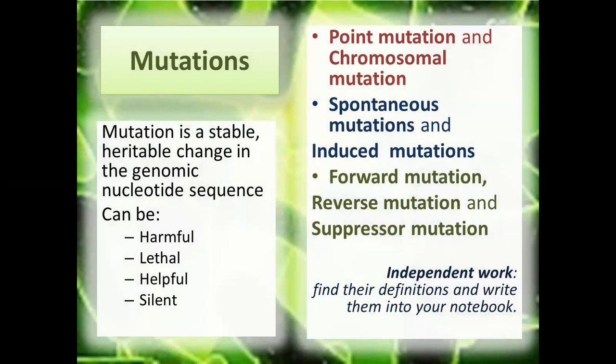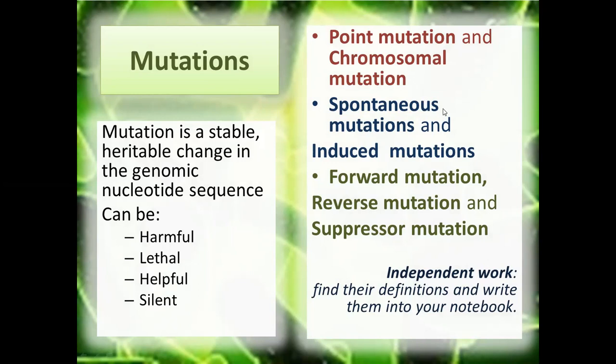And the bacteria also have genotypic variability, including mutations and recombinations. Mutations are stable heritable changes in genomic material, in the sequence of nucleotides. According to their role for bacteria, they may be harmful, even lethal, causing death in bacteria. Very rarely, they're helpful, and mutations may be silent. When the genotype is changed, the sequence of nucleotides changes, but the phenotype stays the same in some conditions.